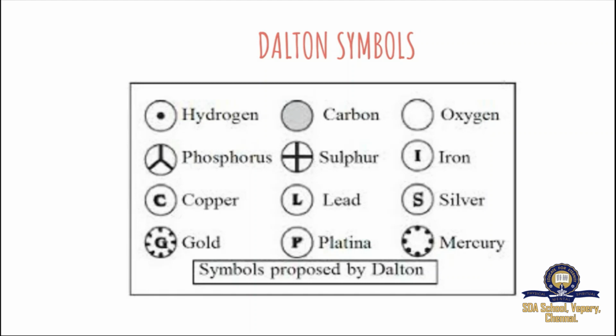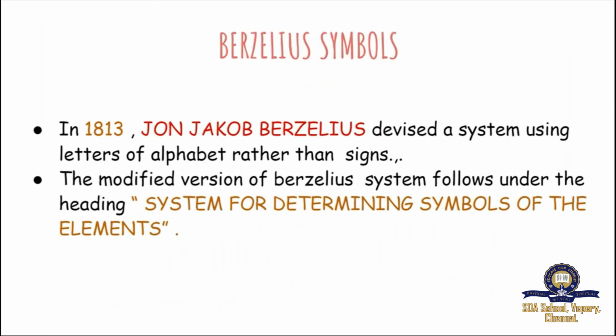Next we will see about the Berzelius symbols. In 1813, John Jacob Berzelius devised a system using letters of the alphabet rather than signs. The modified version of the Berzelius system follows under the heading: System for determining symbols of the elements.